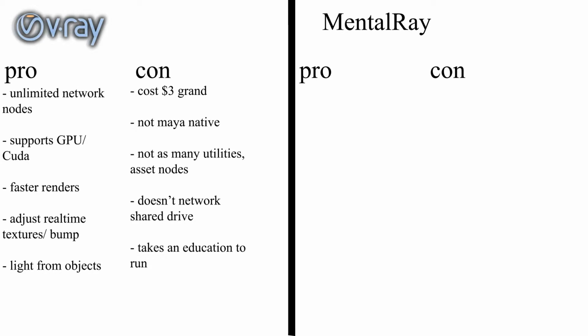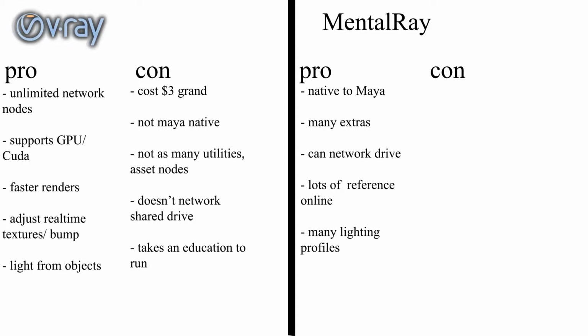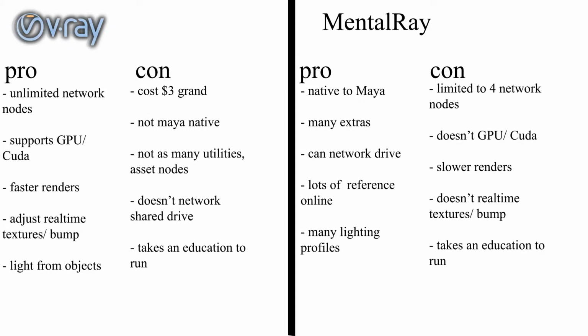The pros of Mental Ray are it's native to Maya, there's many extras, it can network a drive, there's many references online, and many lighting profiles. The cons are that it's limited to 4 network nodes, it doesn't use GPU or CUDA, it has slower renders, it doesn't do real-time textures or bumps, and also takes an education to run.